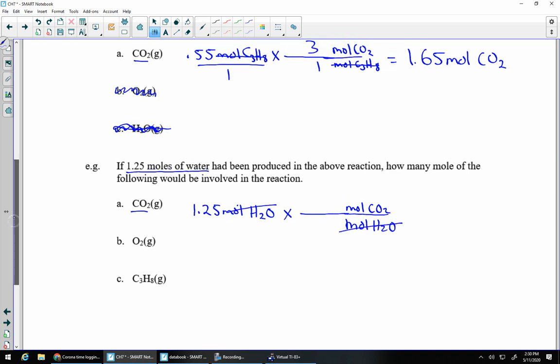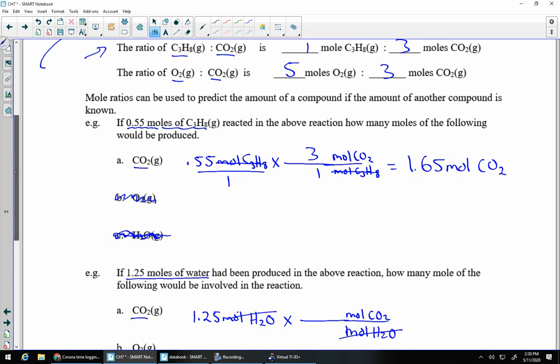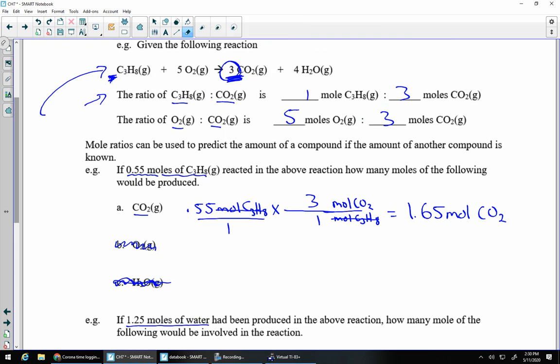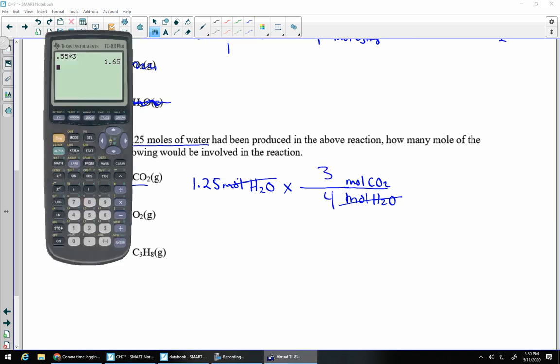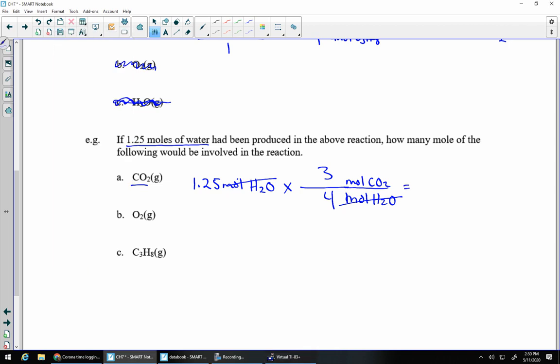Now I just have to go up. I'm looking at the mole ratio between carbon dioxide and water. So back to the original formula way up top here. So carbon dioxide, there's 3 carbon dioxides for every 4 waters produced. So 3 goes with the carbon dioxide, 4 goes with the water. That's no problem. Let's get out the old calculator again. So 1.25 times 3 divided by 4, that's going to give me 0.9375.